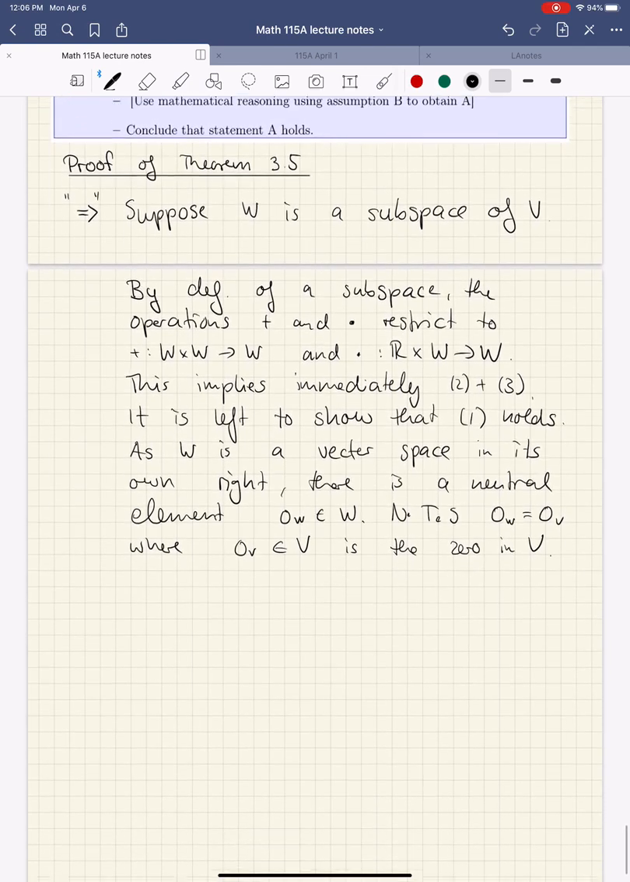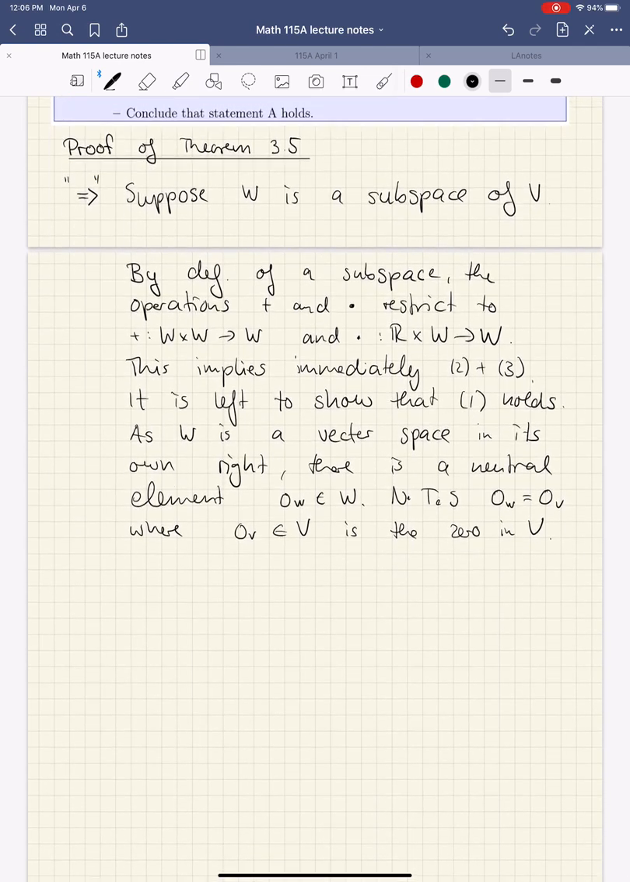This goes very much similar to showing that the 0 is unique in a vector space. So let's start with 0V plus 0W. This, by axiom 1, is 0W plus 0V. Now this, by axiom 3, and I want to be careful here, I'm going to use axiom 3 in V.